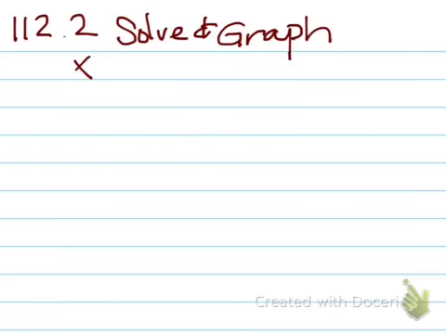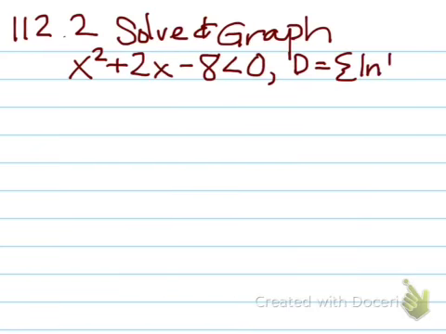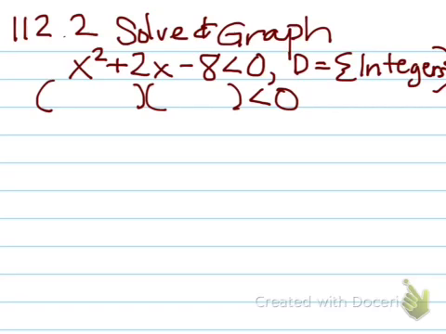Okay, let's do another example. A couple of things to note here. It doesn't give you factored form, and it says the domain is integers. So when you're graphing, you need to graph it as integers. So the first thing we'll do is try and factor this out.